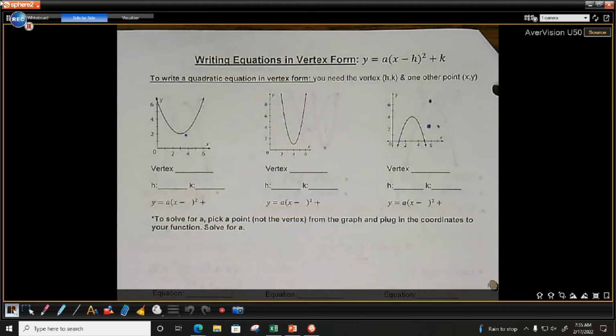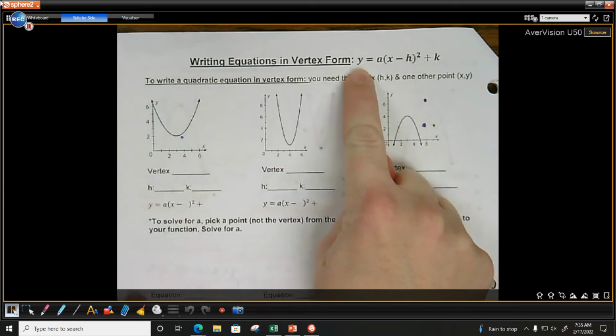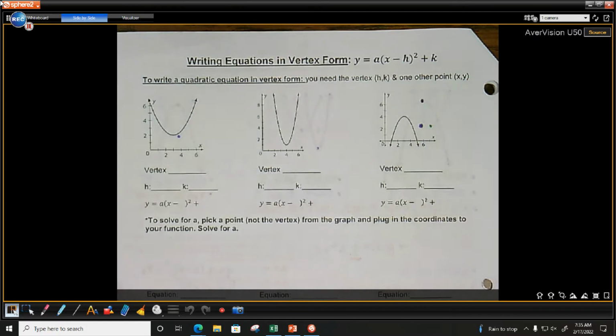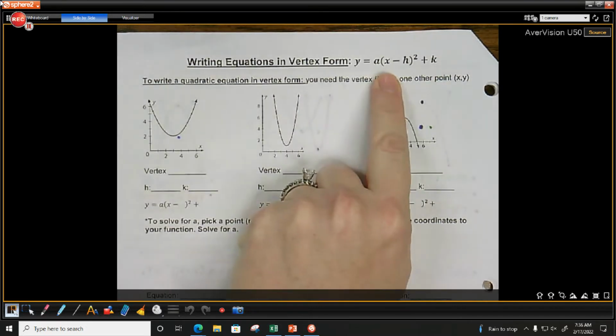Okay, so the last 2 days we have gone over what vertex form is. Vertex form is y equals a times x minus h squared plus k. Your vertex is found where in that equation? What's the ordered pair for the vertex? Looking at your equation, what's the ordered pair for the vertex?